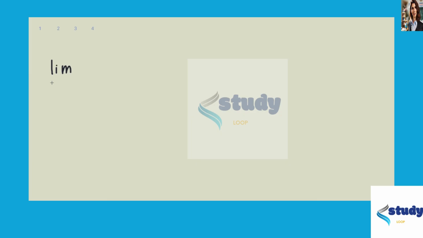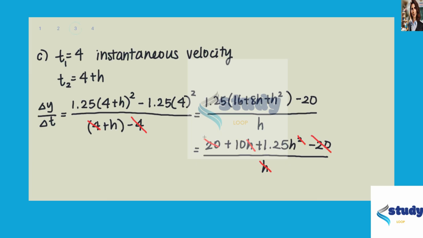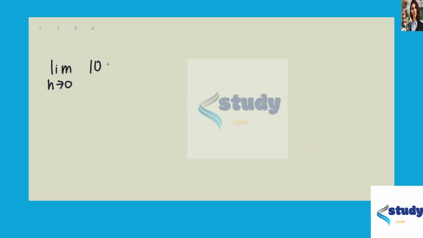So the limit as h approaches 0, using what we found right here, of 10 plus 1.25h is really just 10 meters per second. And this is our velocity, the speed at which the rock hit the bottom: 10 meters per second.